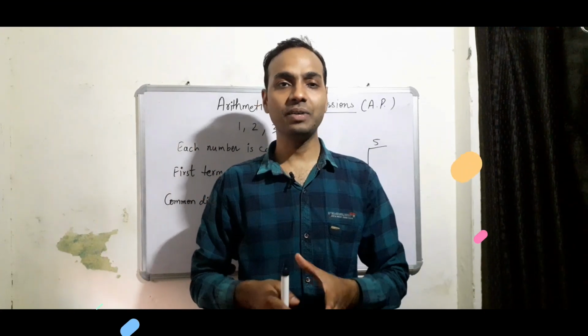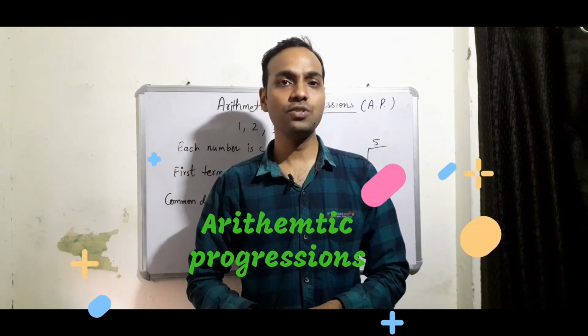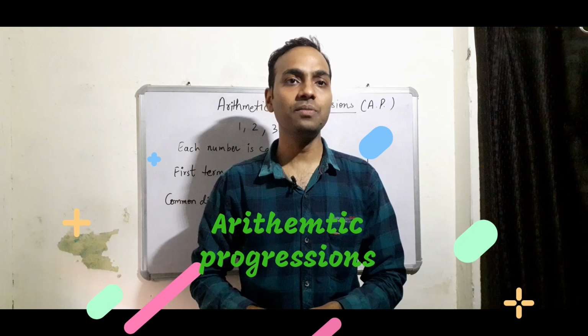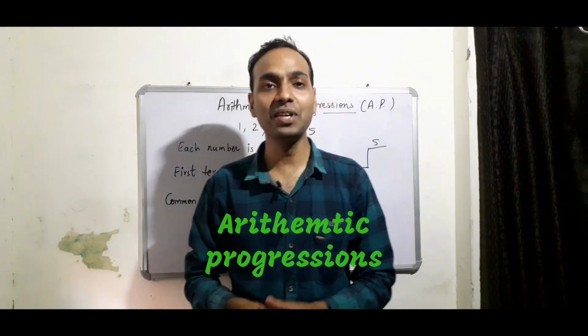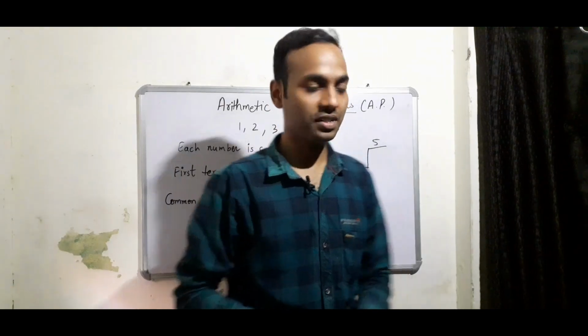We are learning arithmetic progression. What is arithmetic progression? It is a list of numbers in which each term is obtained by adding a fixed number to the preceding term, except the first term. Let's see what this is.